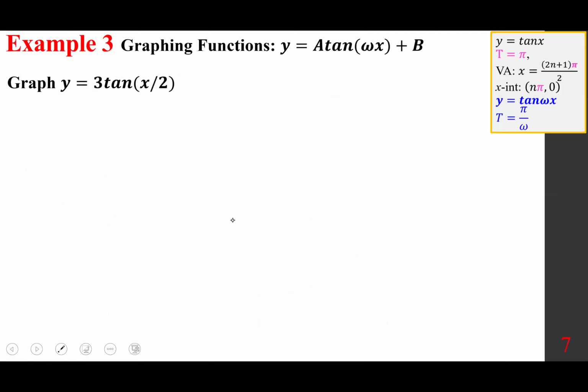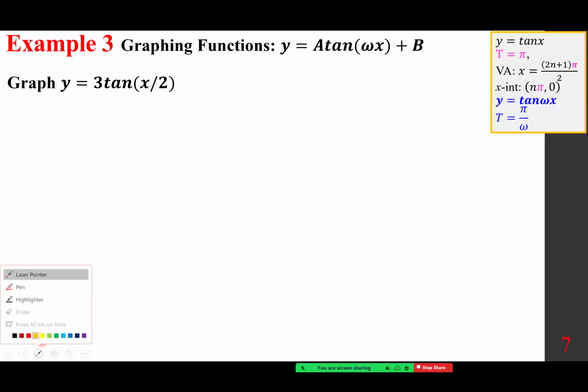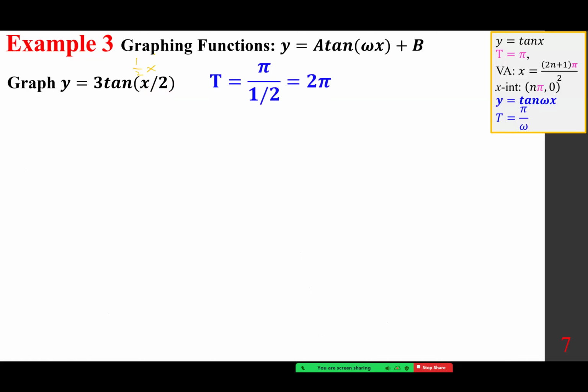So it's similar to the previous question. I just want to make sure we understand what happens here. The effect of this is to have the period, which is normally pi, divided by omega. Please understand x over 2 means 1/2 x. Divide by 1/2 and you get 2 pi, which means normally we go from minus pi over 2 to pi over 2. So take a look. First of all, over here, change the pi to 2 pi. If you change it to 2 pi, then the 2s cancel each other.